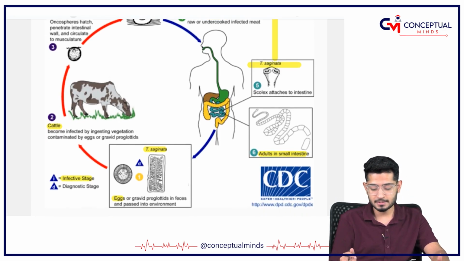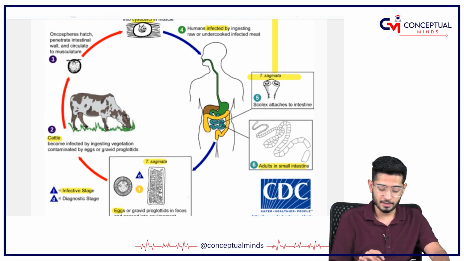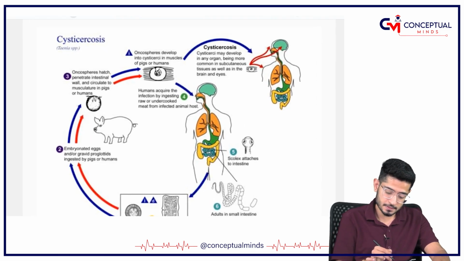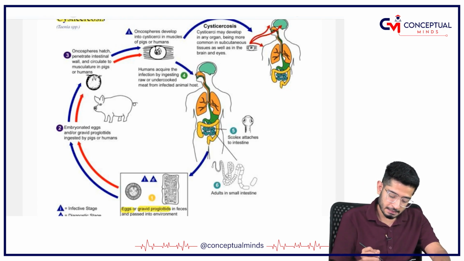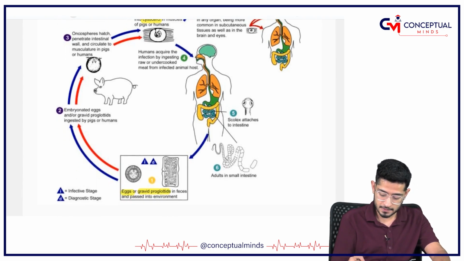Adults will be formed in the small intestine because it is the definitive host. So it is the one which is releasing the eggs, and then these eggs are going to form the larva inside the cattle. And here also cysticercosis, this is for the Taenia solium. So what is going to happen? The infective or diagnostic stage is egg, or the gravid proglottids, you can say. Then these eggs again are going to go to the pig, and in them they are going to change themselves into the cysticercus, and then it can enter by causing cysticercosis, and adults will be seen in the small intestine.